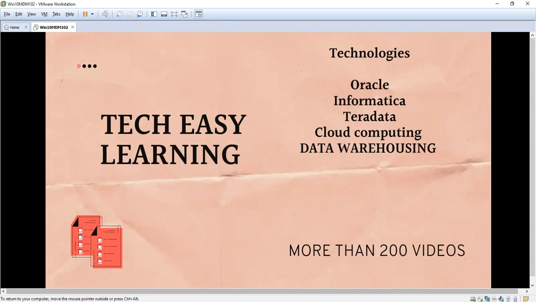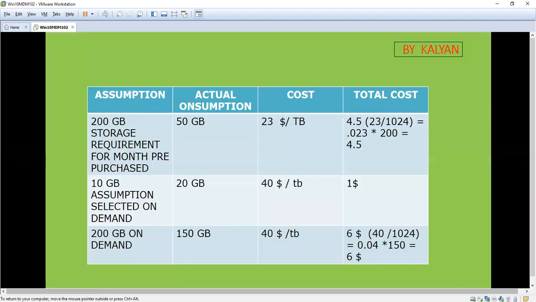Today we are going to see a topic in Snowflake about the pricing plans: how wisely we can choose a plan. We discussed pre-purchase and on-demand pricing plans in my previous video. Here, which plan is the best one? For that, we are going to see one with a real-time example.